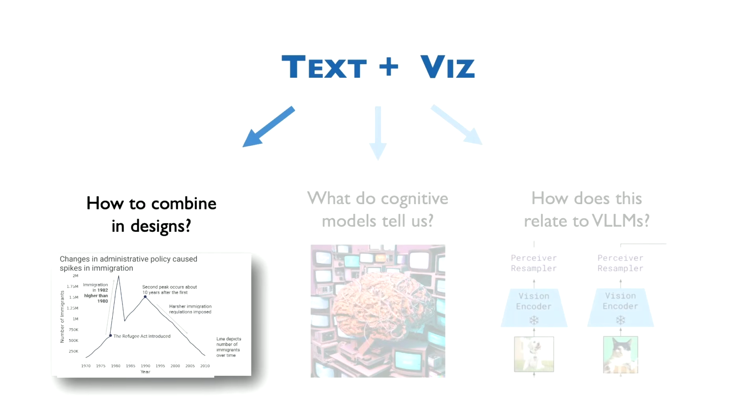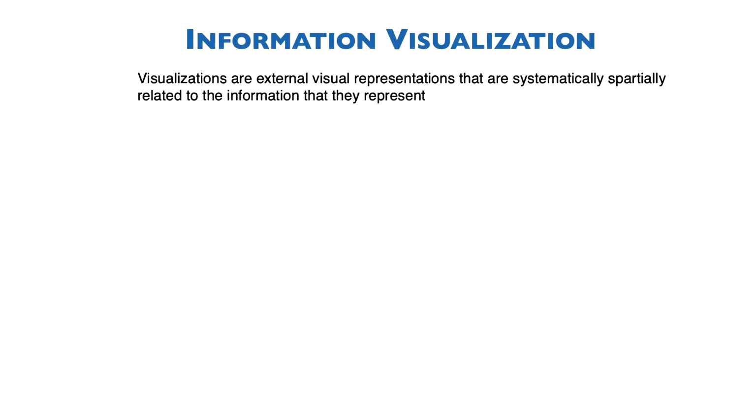So let's talk about the first part, how to combine the two in designs. First of all, what is information visualization? Visualizations are external visual representations that are systematically spatially related to the information they represent.